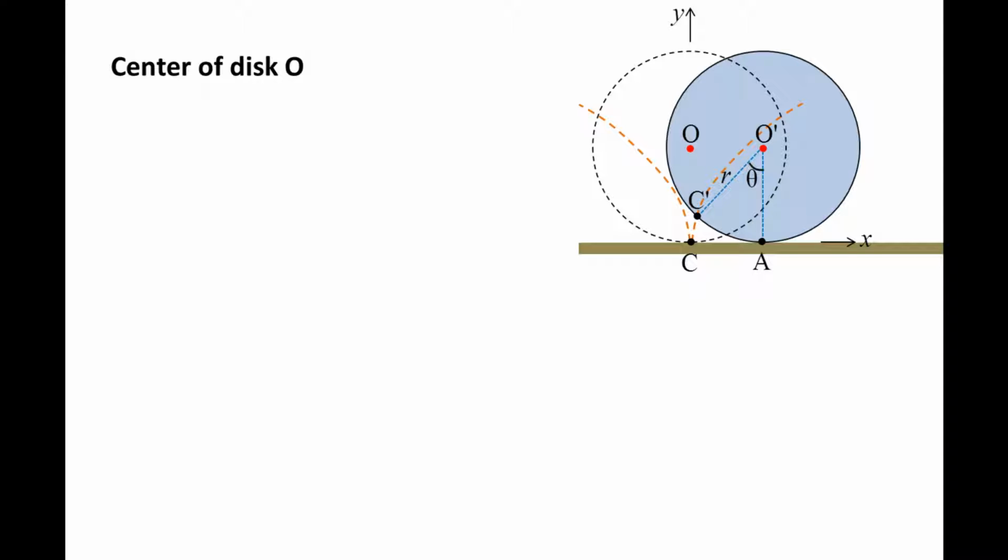The distance between points O and O' is the same distance between point C and A. We'll call this distance SO. SO is also equal to the arc length from A to C', which is equal to theta times r.